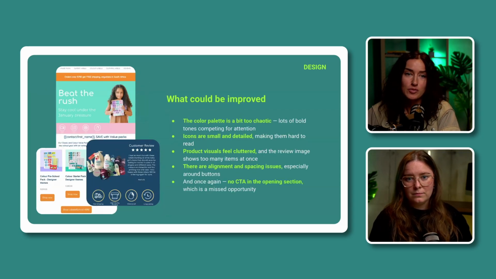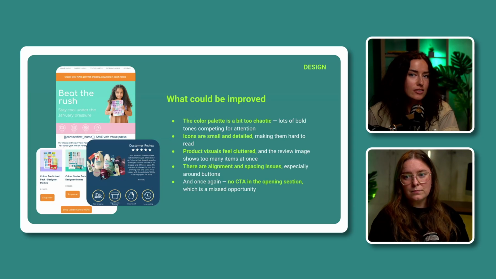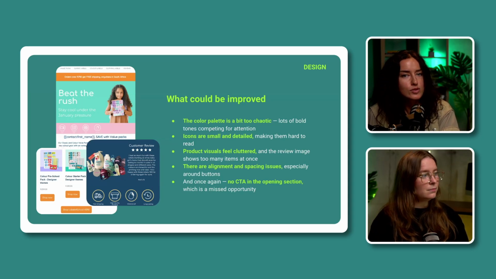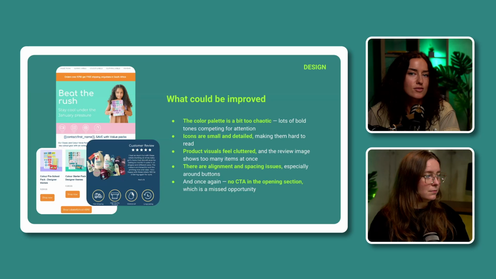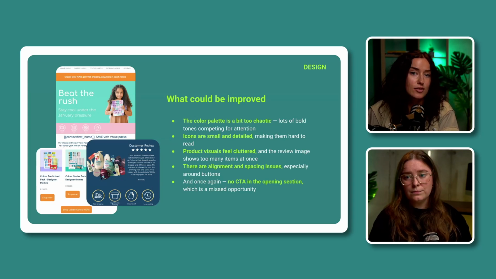Now, what could be improved? So the first thing that stands out is the color palette. There are just too many strong colors competing with each other. We got pastels, bold oranges, deep blues, pinks, neons. It starts to feel a bit chaotic and makes it hard for the eye to settle anywhere specific.